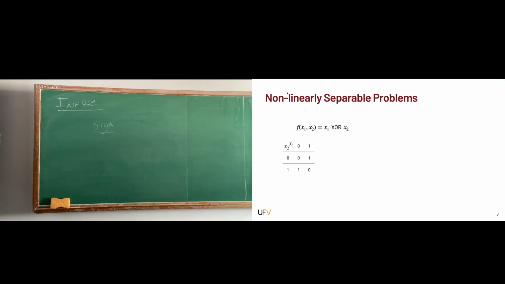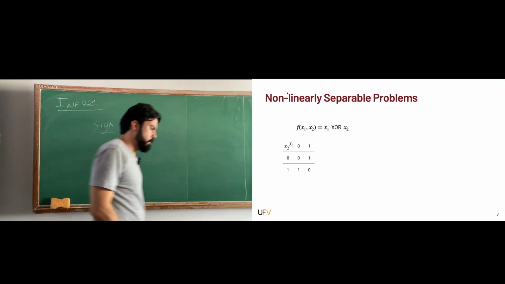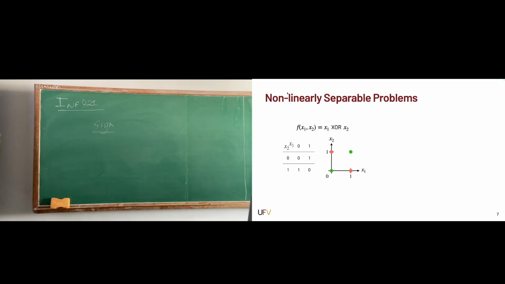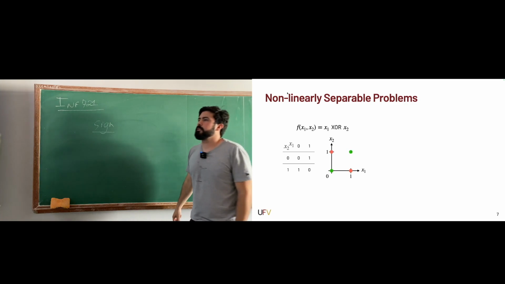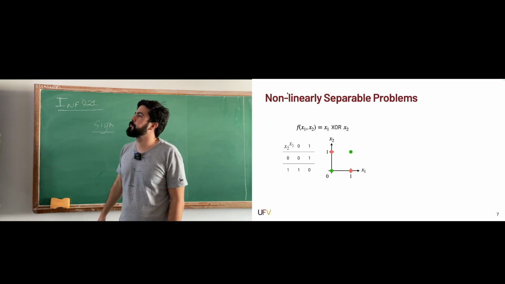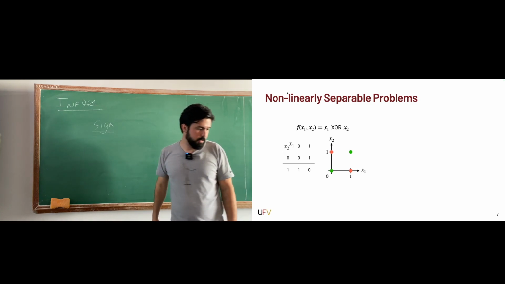So the XOR truth table returns 1 only when x1 and x2 have different values, right? So if you look at here, x1 is equal to 1 and x2 is equal to 0. And here you have x1 equal to 0 and x2 equal to 1. And we can plot this function like this. Okay?